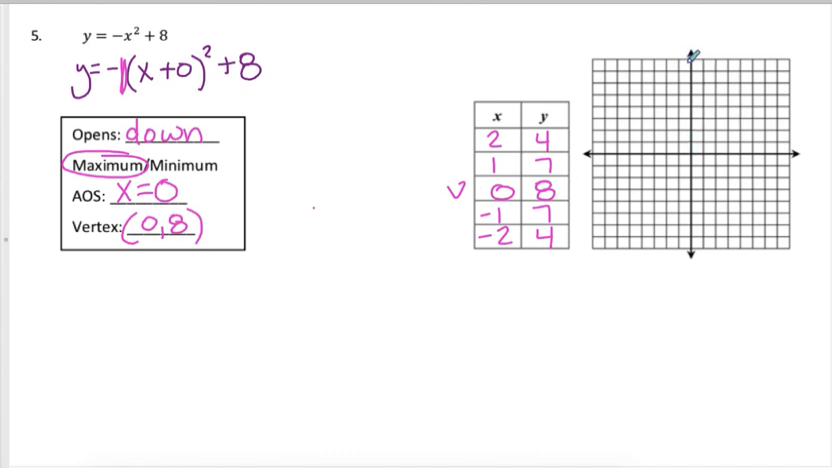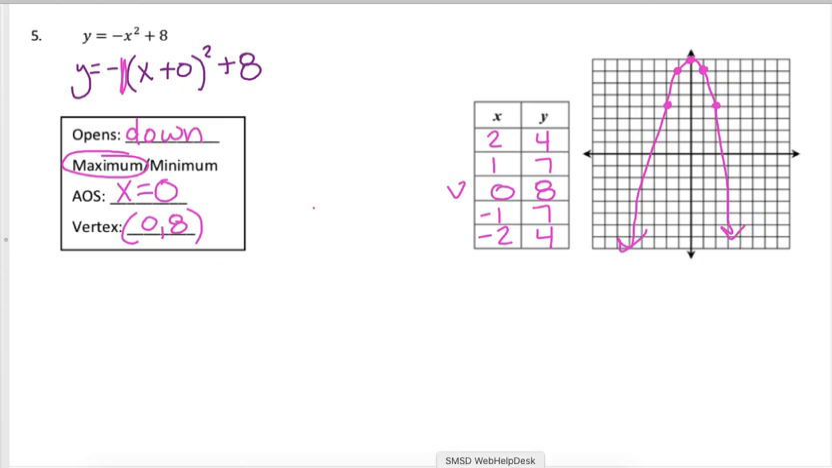So at 0, +8, I'm going to go all the way to the top there. 1, here's 7. So -1, here's 7. And -2, +2, they're at 4. 1, 2, 3, 4. And on the other side. And then here's my U-shaped graph kind of going out this direction.